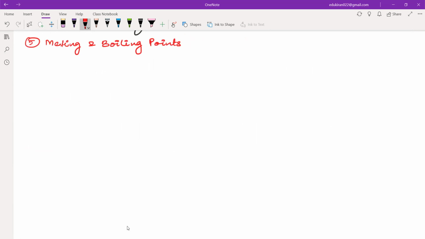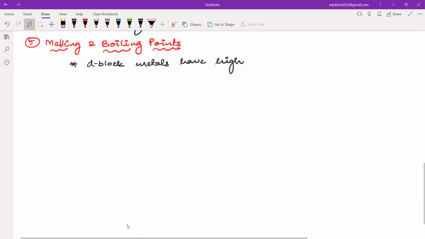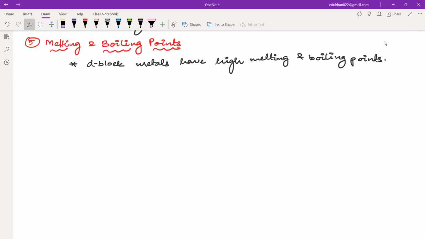Melting and boiling points. Okay. Now, when we talk about melting and boiling points, a general statement would be that since they are metals, will they have high melting or low melting points? Tell me. High melting point. Yes. So d block metals have high melting and boiling points.